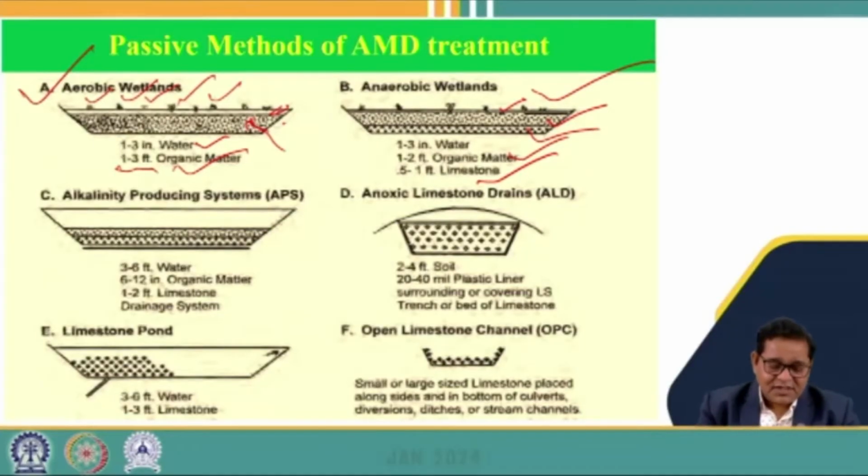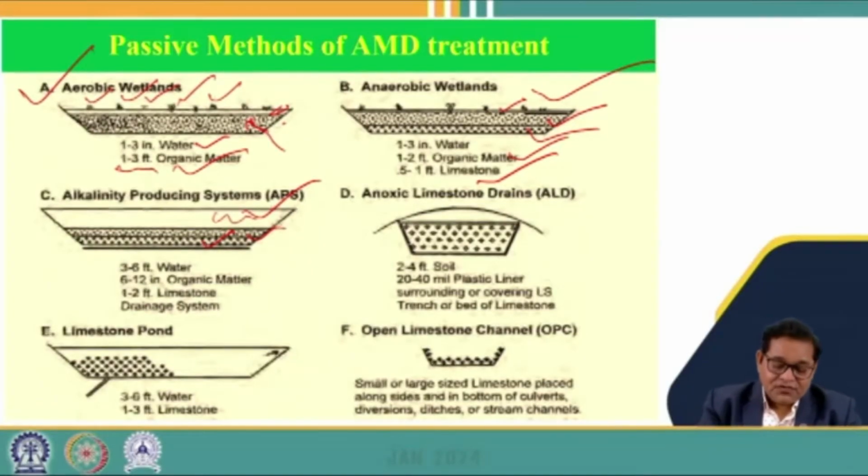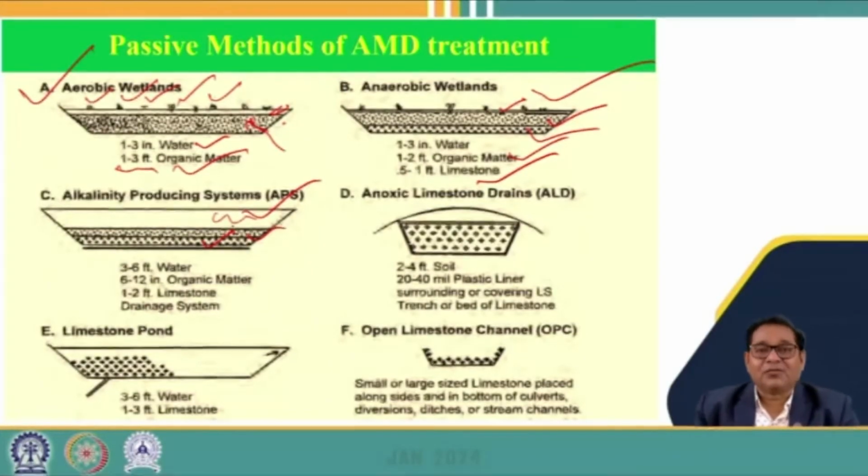Similarly, there are alkaline producing systems. In the alkaline producing system, at the bottom you can see the limestone beds which are overlaid with organic matter to provide the substrate, and then the water is there. At the top this acidic water is applied. This acidic water uses the alkalinity present at the bottom and gets neutralized. So this is a kind of system for neutralization of acid mine drainage.